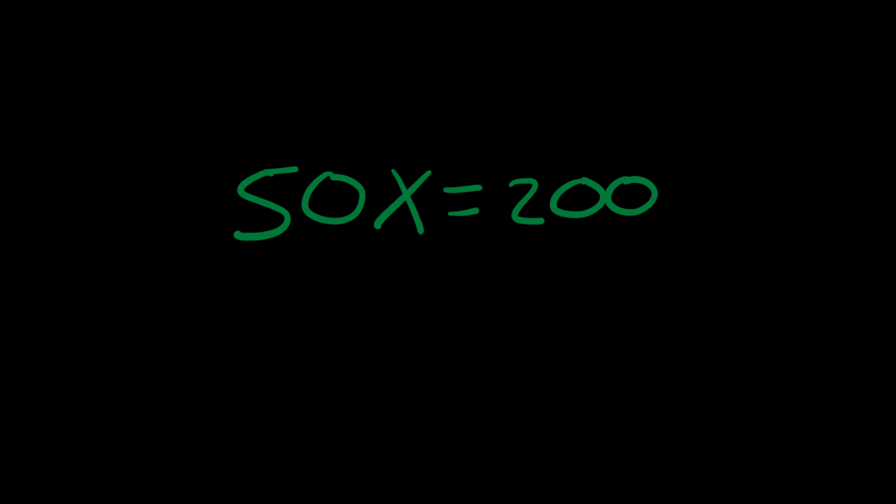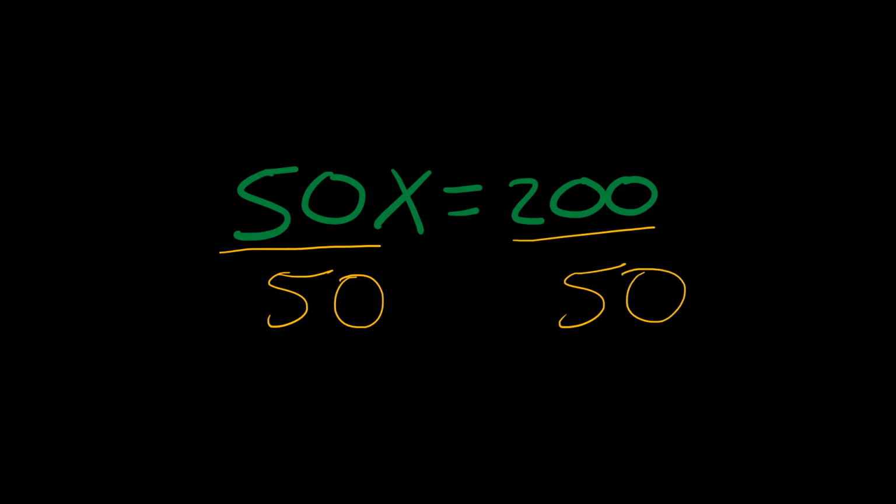So now we have 50 times x equals 200. Right? So 50 is being multiplied by x. So I have to do the opposite of multiplication, which is division. And if I divide this side by 50, I have to divide the other side by 50, right? And so 50 divided by 50, of course, is just 1. So we're just left with x on this side, right? And now we have 200 divided by 50, which is 4.